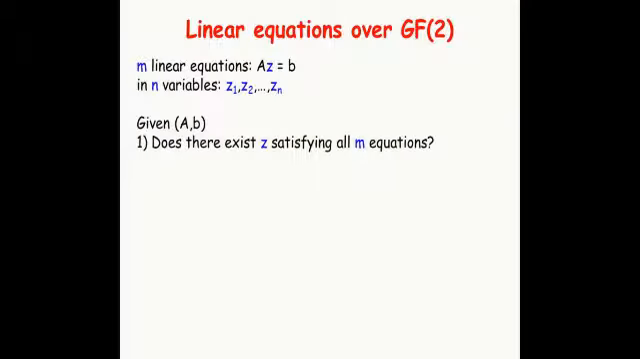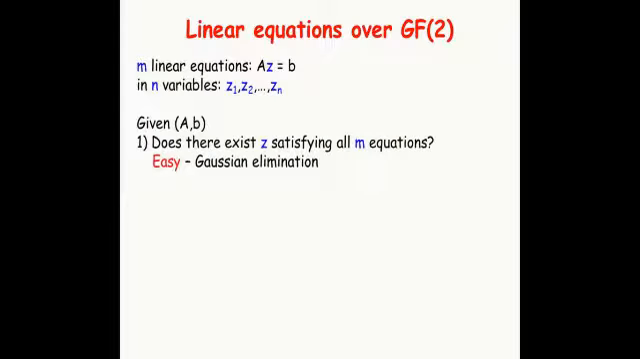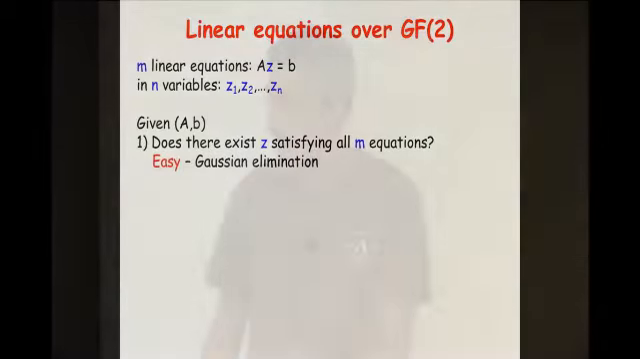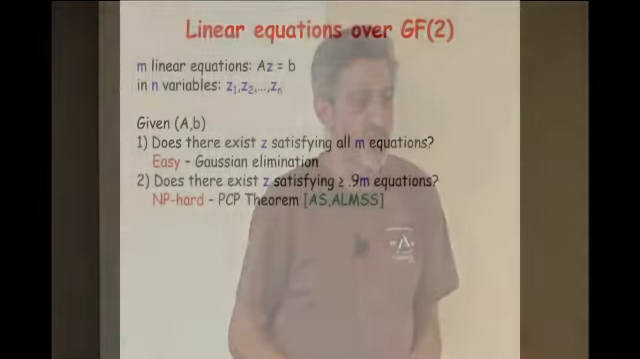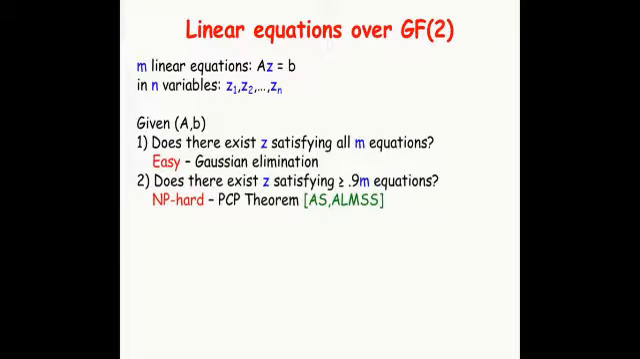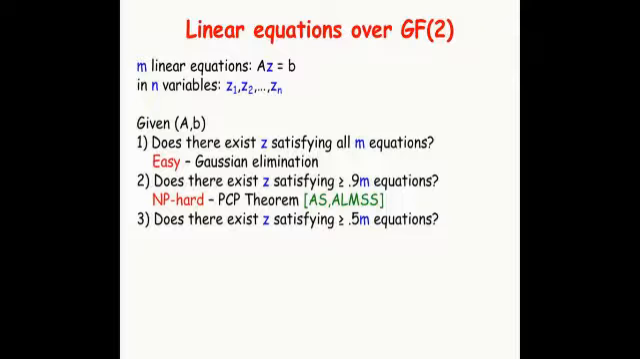So if I ask you to solve it, is there a Z, a solution to these linear equations? That's an easy problem. We learn how to solve linear systems, Gaussian elimination, and so on. OK, but suppose I ask you, is there a Z, a solution that satisfies 90% of the equations? That's a much harder problem. That's an NP-hard problem. That follows from the PCP theorem. Now I can ask you, is there a solution that satisfies half the equations? These are over GF2, right?